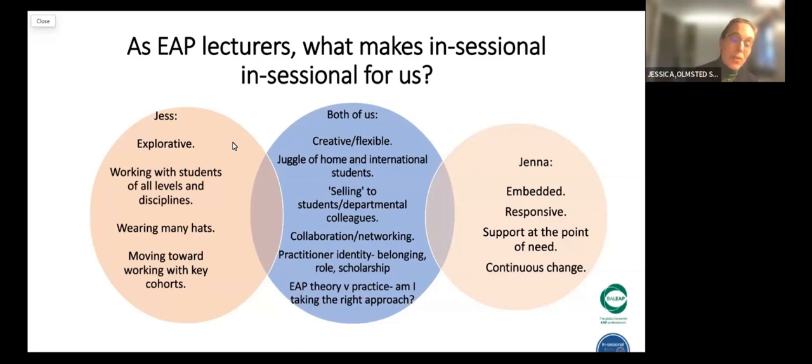And then also increasingly, as I mentioned at Durham, In-Sessional for me is moving toward working with those two key cohorts of students: widening participation and international students.